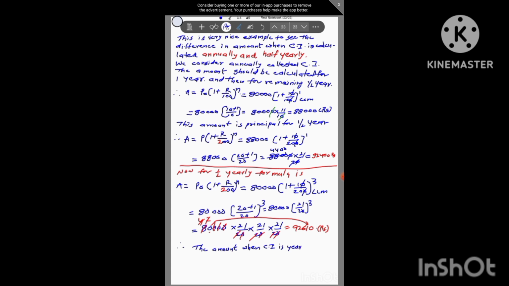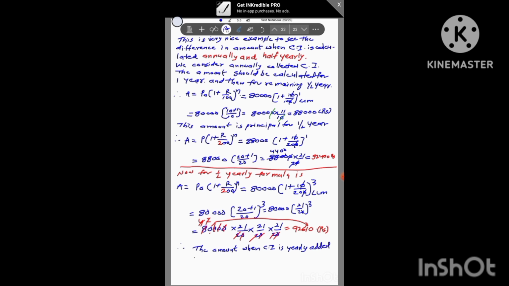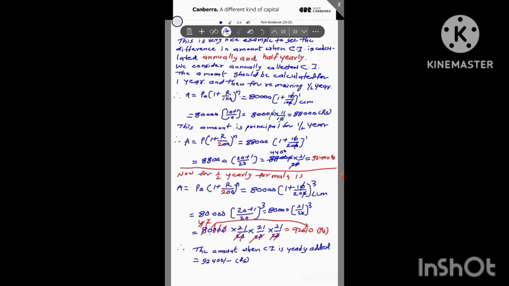When CI stands for compound interest yearly, you need to write the final statement, what is given or what is asked. So the amount when CI is added yearly is this, and when half yearly, it is this.